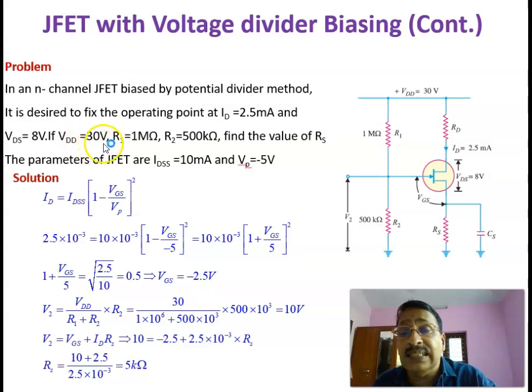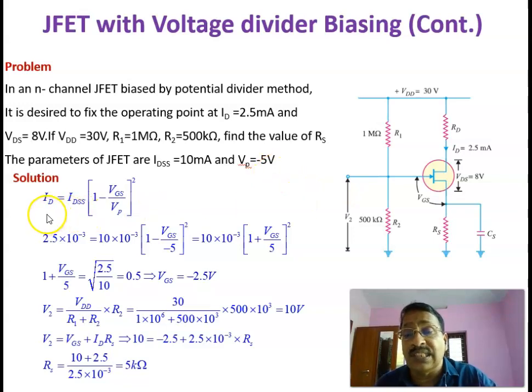VDD is given as 30 volt, and R1 and R2 are given. Find out the value of RS. What should be the value of RS to be connected so as to fix the operating point, ID equal to 2.5 milliamperes and VDS equal to 8 volt? That's the question. The JFET parameters are given as IDSS equal to 10 milliamperes and pinch off voltage equal to minus 5 volt, for an N channel.